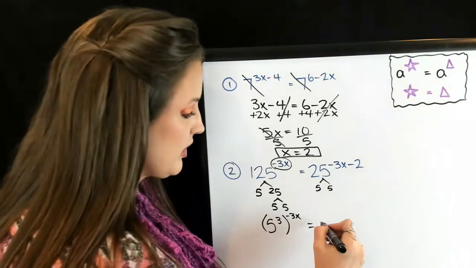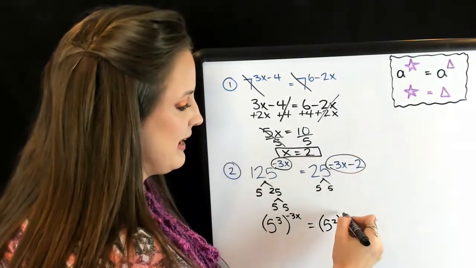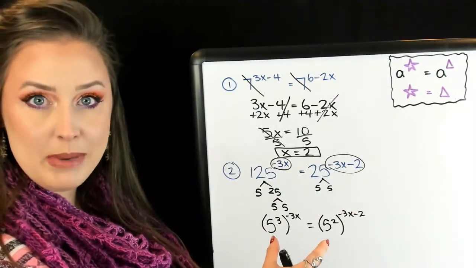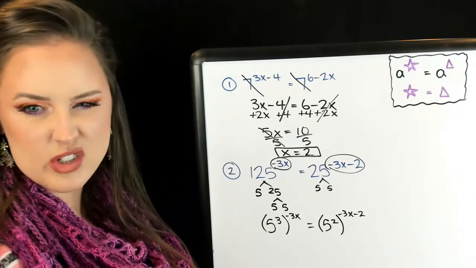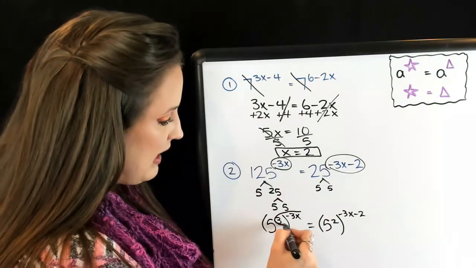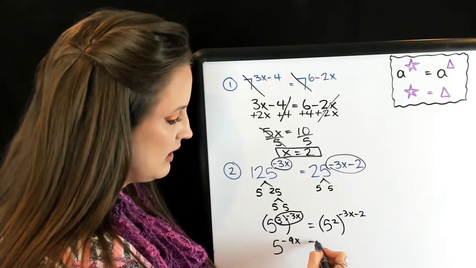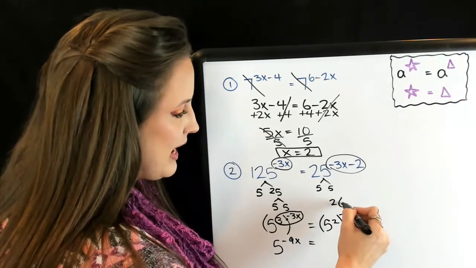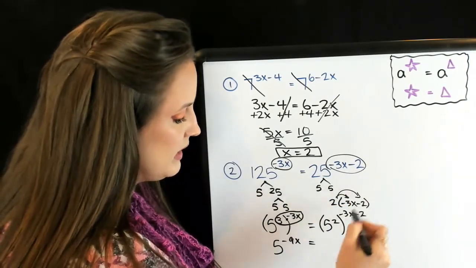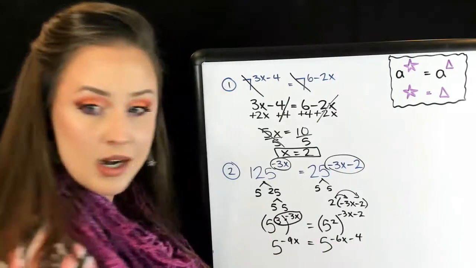To rewrite the 25, that would turn into 5 squared. And again, the negative 3x minus 2 is still going to be the exponent here. Like that. So now you can see that both sides have a base of 5, so we're going to be able to drop the base or just ignore it. But what you can do first to simplify these powers is multiply them. So 3 times 3x, we're going to have 5 to the negative 9x. And then to multiply these, it's 2 times negative 3x minus 2. So we will distribute that through. So that's just going to be 5 raised to the negative 6x minus 4.